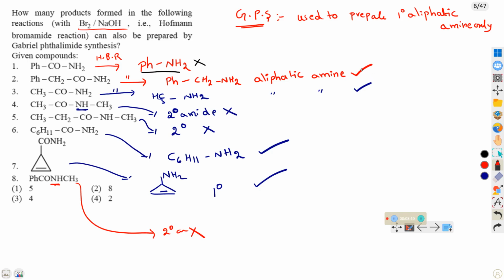How many can be prepared? How many participate in Hofmann bromamide reaction and are also prepared by Gabriel phthalimide synthesis? 1, 2, 3, 4. Third option is correct.